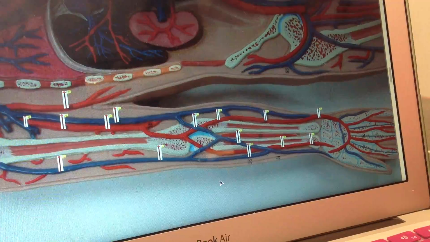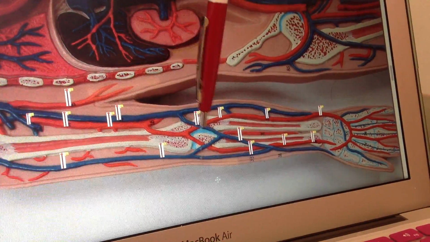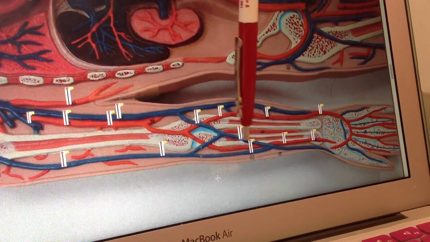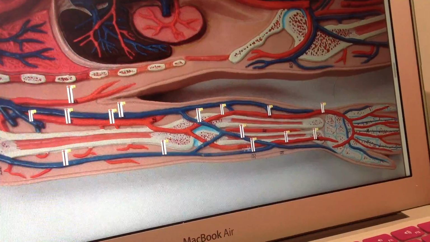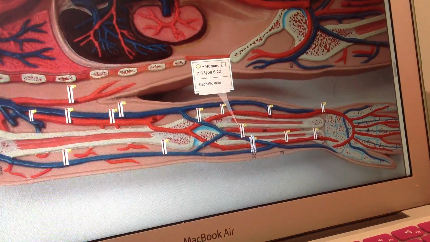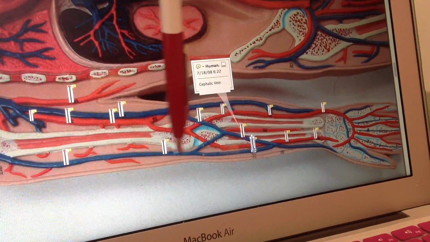So once again, I'm going to point right down to it. Right here is a median cubital vein. And this is also part of the cephalic vein. So the cephalic vein runs all the way through.